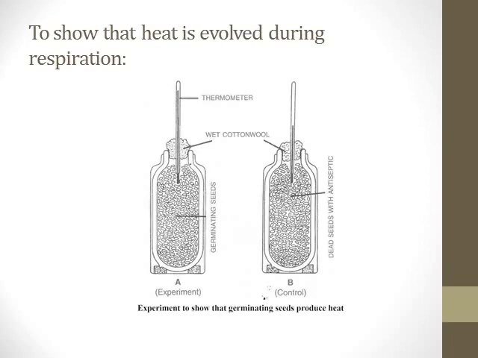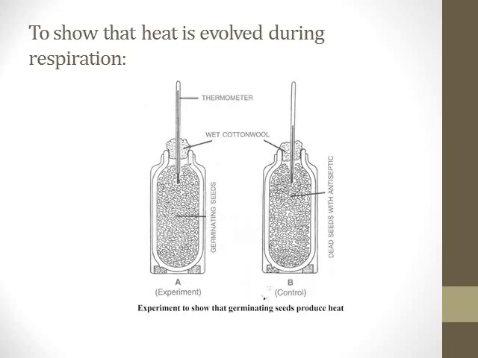And then the seeds are divided into two equal groups, and one group of seeds should be killed by boiling, and then washed with an antiseptic like dilute formalin or carbolic acid to prevent bacterial decay. The live germinating seeds should be taken in one flask, and the dead seeds should be taken in another flask.